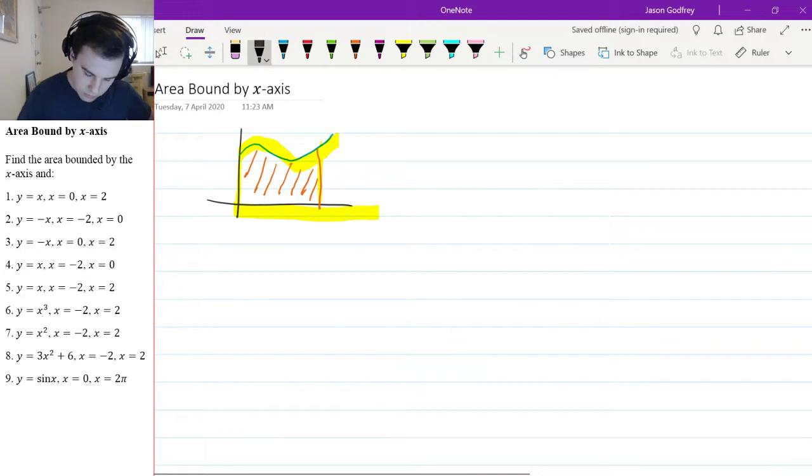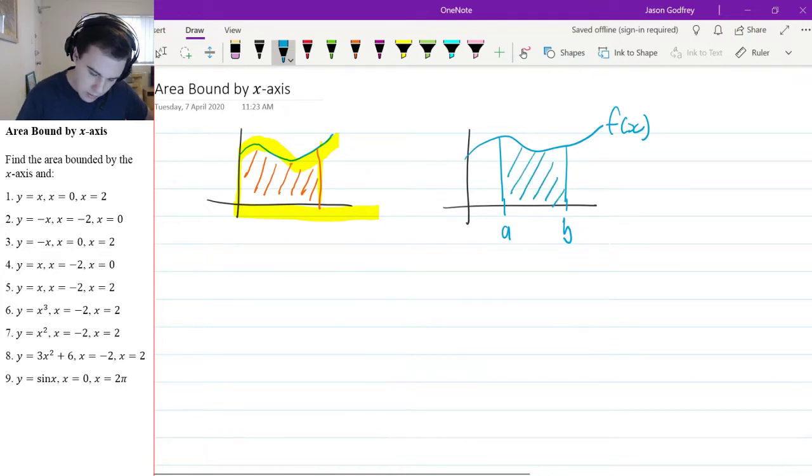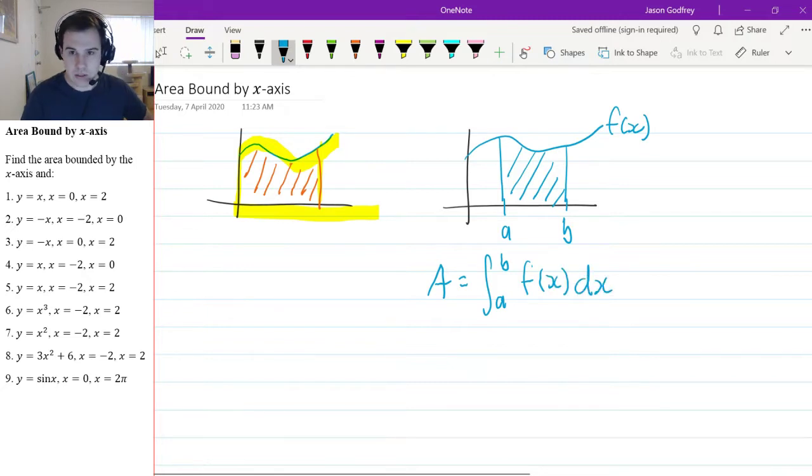So suppose we've got just something even more generic. We've got a function and we're looking between certain x values here, a and b. Then this area here is going to be the integral from a to b of the function. But there's going to be one small caveat that I'll add to this in a moment.